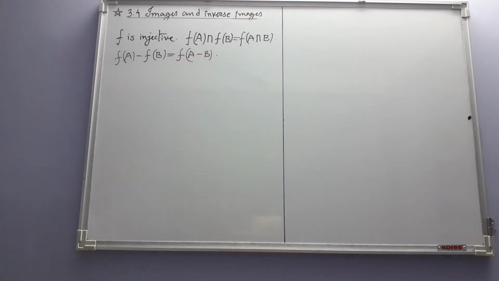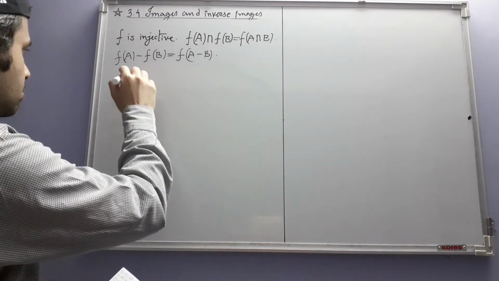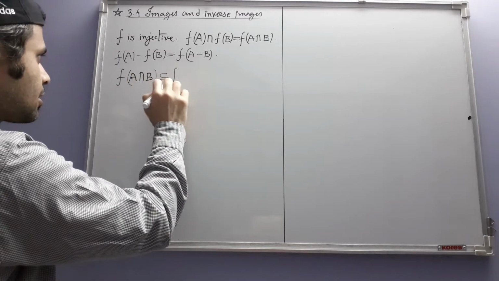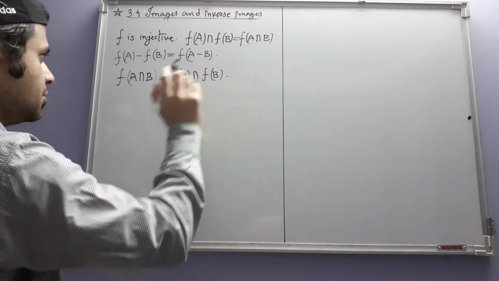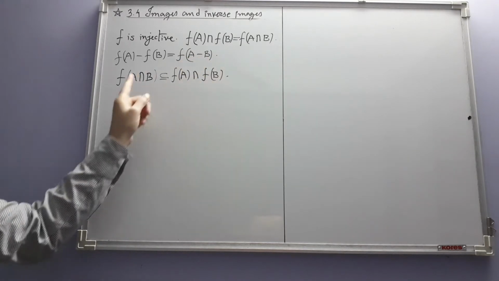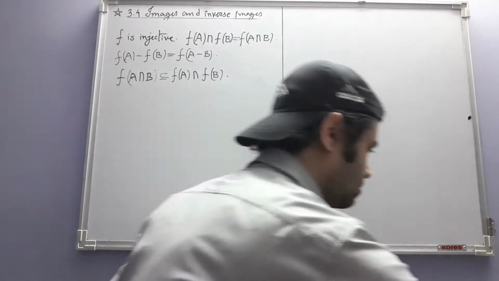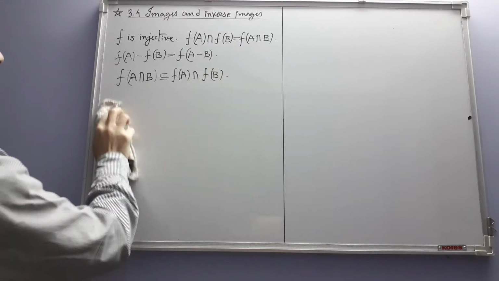Okay, so these two things we were going to prove, but we already have proved these. This is a subset of f(A) intersection f(B). This one we already have. So for equality we now have to prove the reverse inclusion. So let us start. So we will start by considering an element in this set.